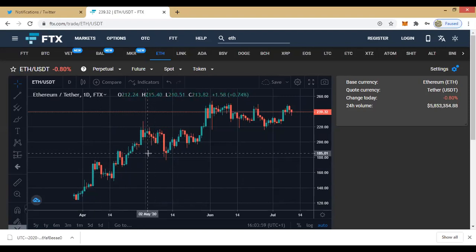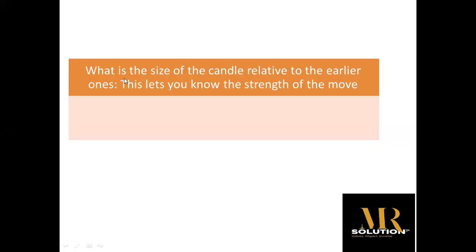So that's the point I was trying to make when I said compare the candle in relation to the ones that formed earlier. That's the point of this. What is the size of the candle relative to the earlier ones? This lets you know the strength of the move.